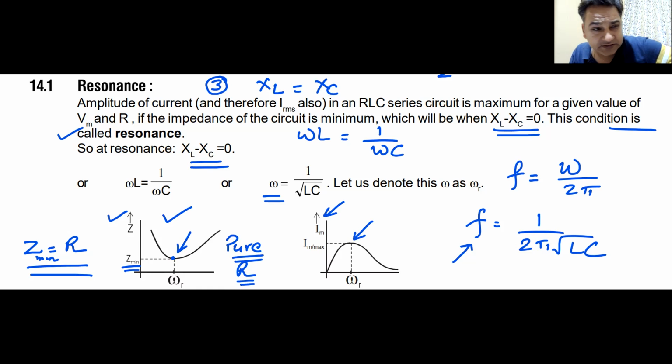XL is equal to XC. This condition is known as resonance. Omega, the angular frequency of resonance, is 1 by root over LC. Frequency of resonance, or resonant frequency, is 1 by 2 pi root over LC. Impedance is minimum and current is maximum. I'll give you a minute to note this down.